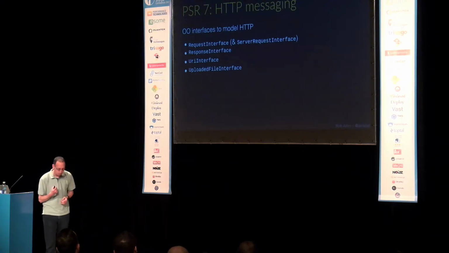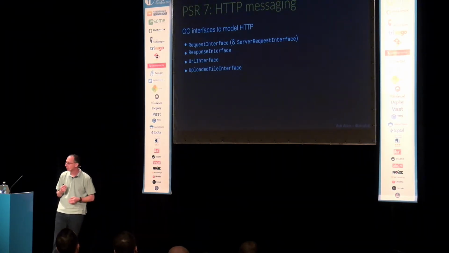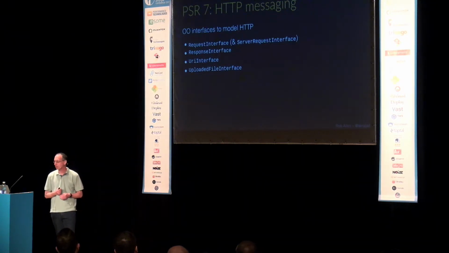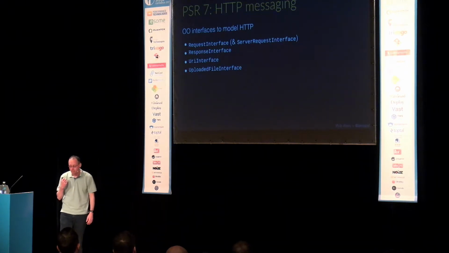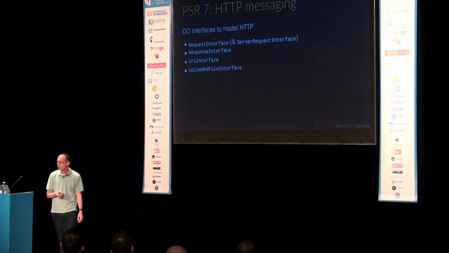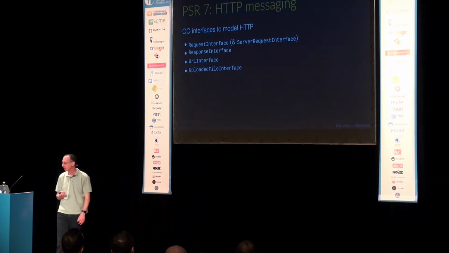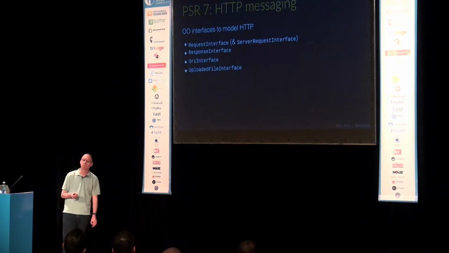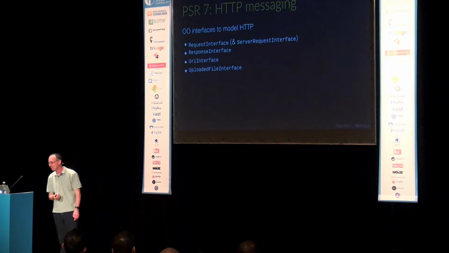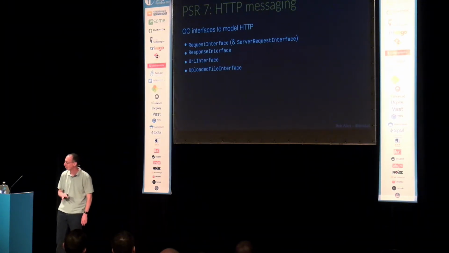PSR-7 defines an object-oriented interface to HTTP messaging. So we have a request interface, a server request interface for when we're a server, a request interface for a client, a response interface, a URI interface, and finally an uploaded file interface. Uploaded files exist because the $_FILES global is insane when you've got multiple files being uploaded at the same time. I have no idea who thought that was a good idea. Goodness me. It's horrible. It really is horrible.